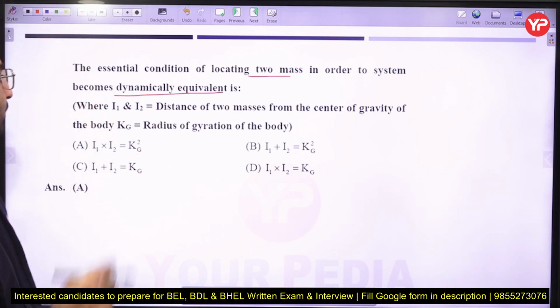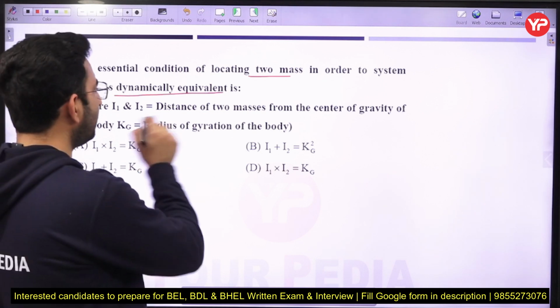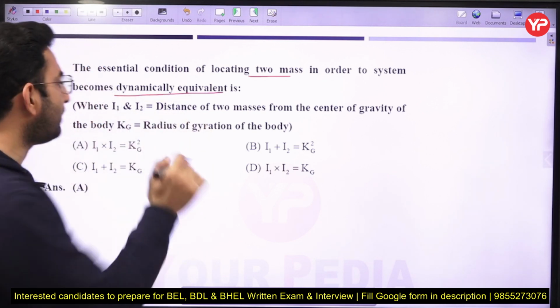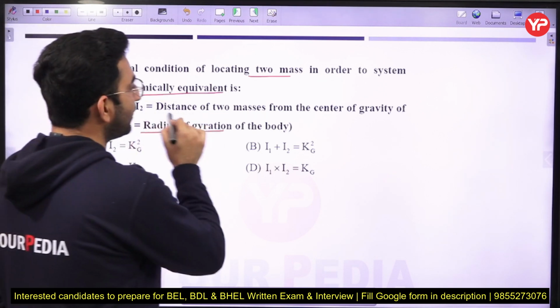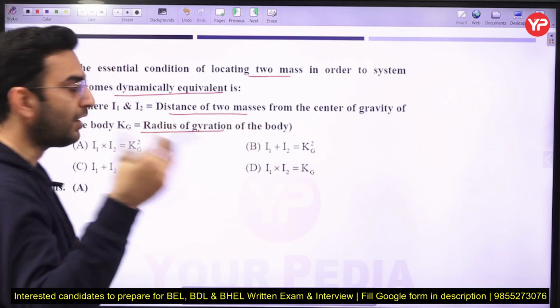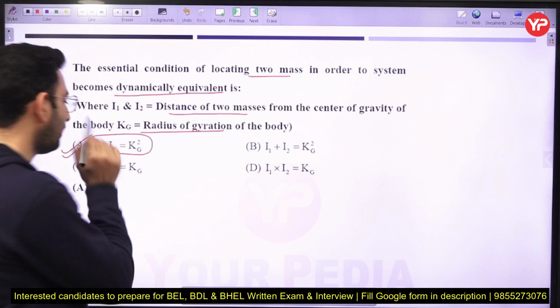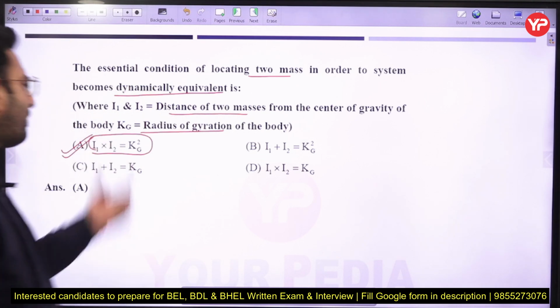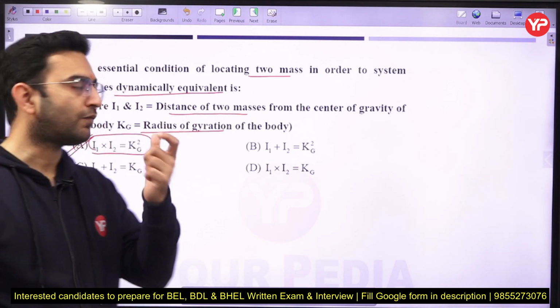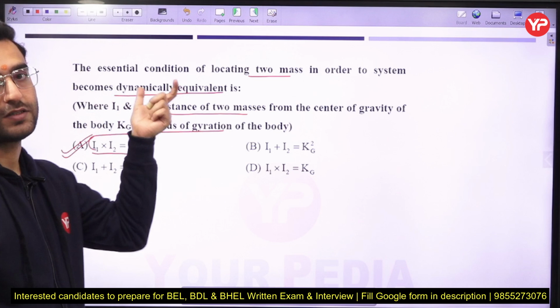In that condition, the required condition between the radius of gyration of the body and the distance of the two masses from the center of gravity is defined in the ratio of option number A. Okay, so just remember that part. That is a simple formula which you get while solving the dynamically equivalent system.